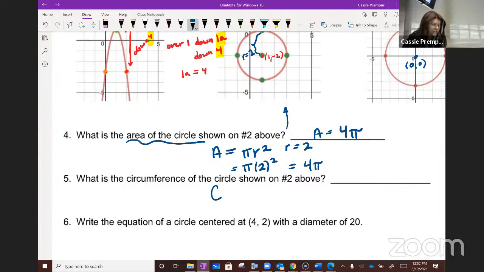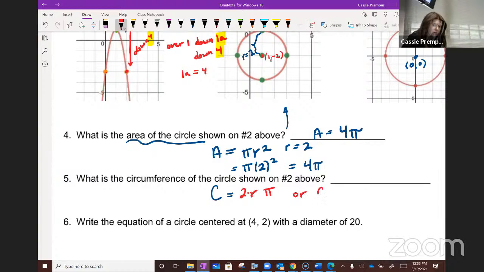Number 5, what is the circumference of the circle shown on number 2? How do we find the circumference of a circle? Zach? It's 2 times r times pi. Awesome. Or you could say diameter times pi, because the diameter is always 2 radii.